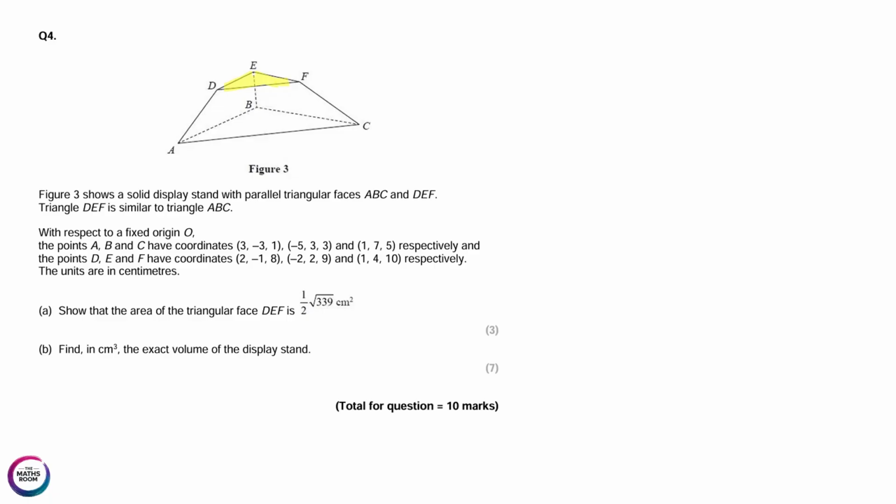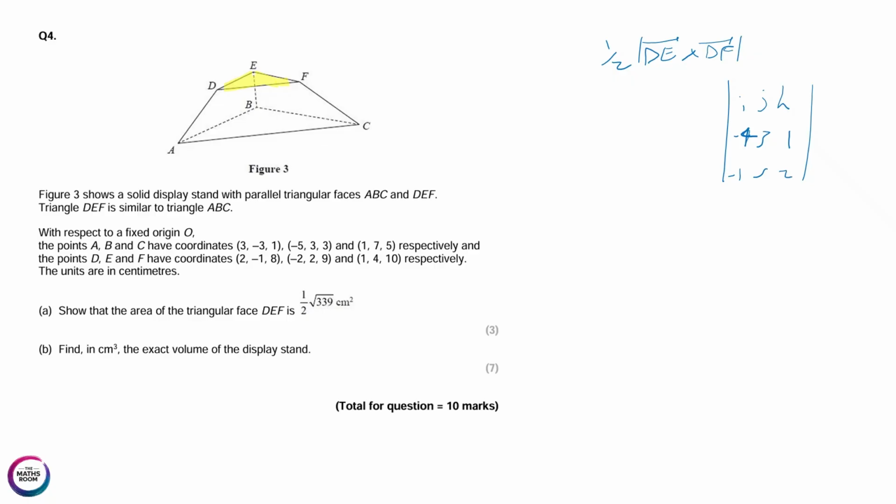Okay, so that should be straightforward. That's just going to be half DE cross DF. Let's do the cross then. So ijk, again determinant. So DE, E minus D, effectively, is minus 4, 3, and 1. Okay, DF, so F minus D is minus 1, 5, and 2.